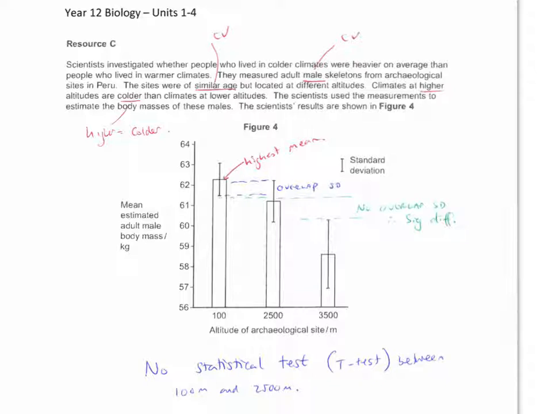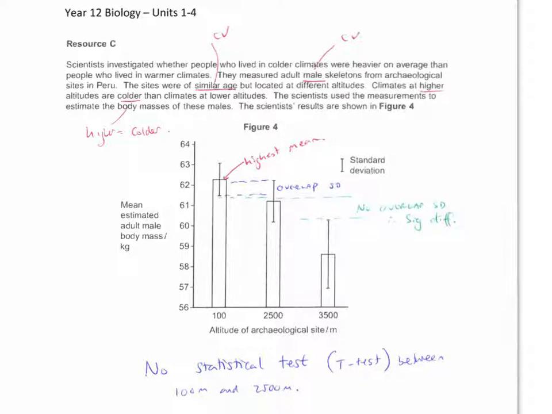Okay, the next set of data is looking at whether altitude affects body size, body mass. You can see that we've tried to make control groups out of this, so we've used a similar age, because age could affect body mass, and we've used all males, because male or female could affect body mass as well. It tells you in here as well that higher altitudes are colder, so you need that bit of information to link to the question.